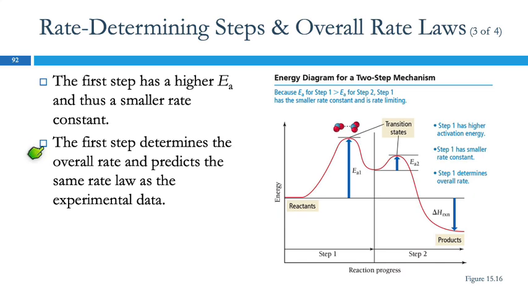So here the first step determines the overall rate, and that would predict that the rate law for that step is going to match the experimental data. Questions?